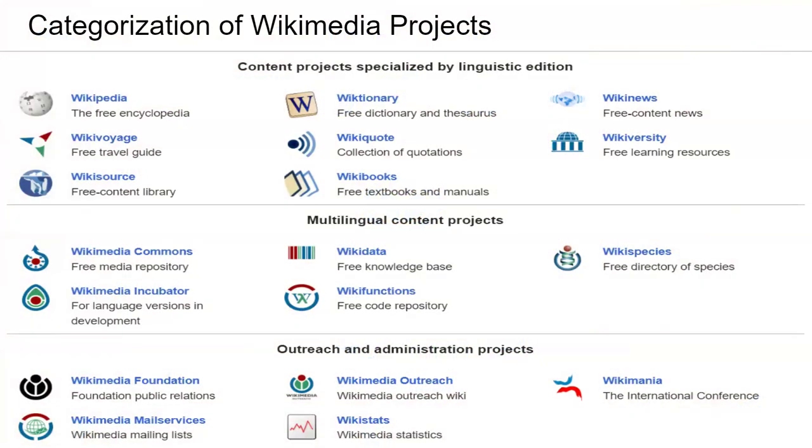Now, these projects run by the Wikimedia Foundation are categorized. We have a category that is talking about content projects specialized by linguistic edition. So those projects are language specific. You have different language versions of that particular project. For example, we are all aware of Wikipedia, and we are aware that we have English Wikipedia, which is on a different platform or website. We have Dagbani Wikipedia, which is on a different website. We have Dagari, Kusal, Mori, French Wikipedia, German Wikipedia, Fulde, Hausa, so many of them. And they are all on their separate websites. So what this category means is that projects under this have different language versions which are hosted or launched on different websites.